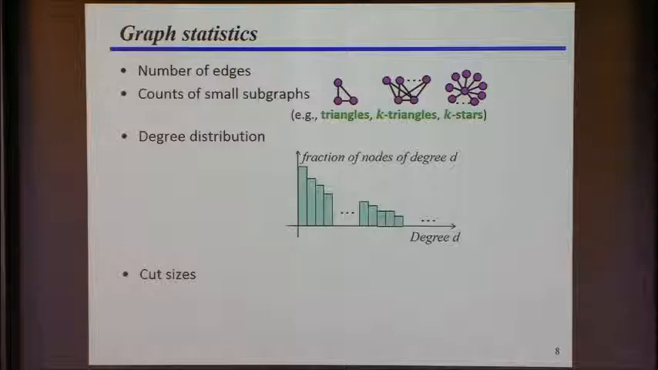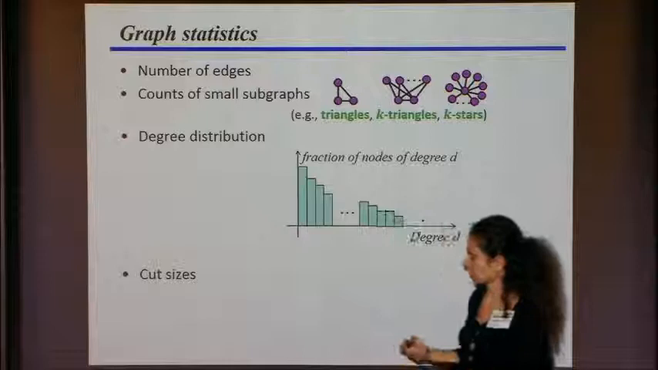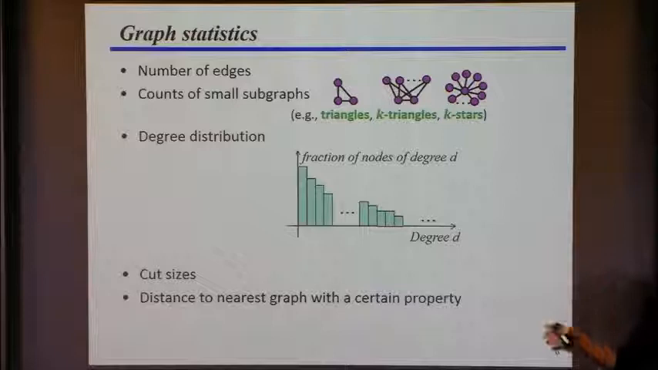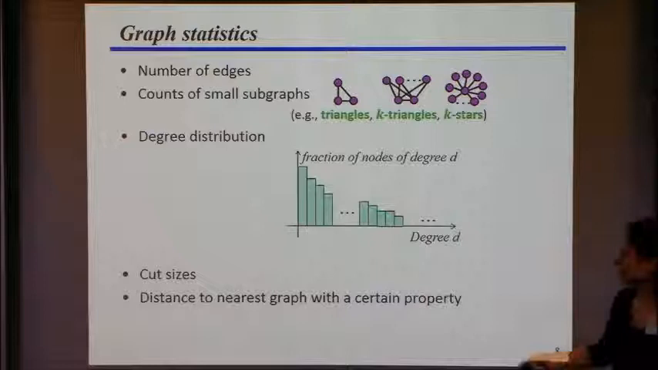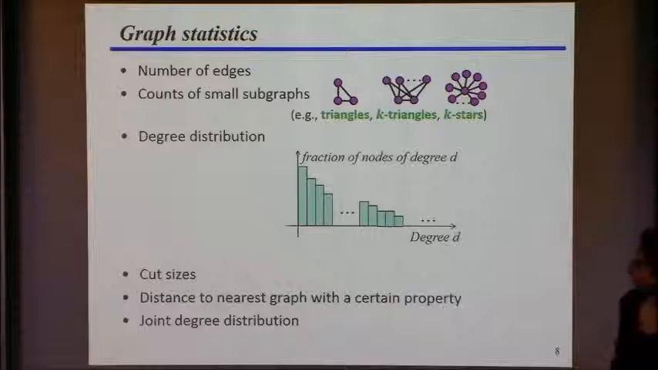So some other things that have been, so people looked at lots of metrics, and these three I'm going to focus on today, but let me just mention other things that people looked at. So cut sizes, given a cut in the graph, how many edges cross it. Distance to nearest graph with a certain property, and people looked at other things that maybe I'll mention later. Joint degree distribution, sorry, I had more.